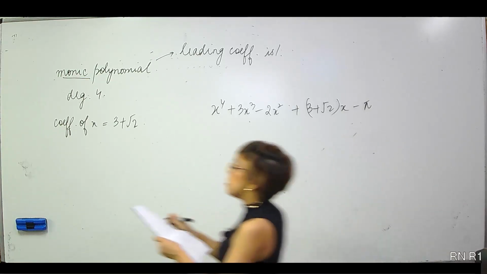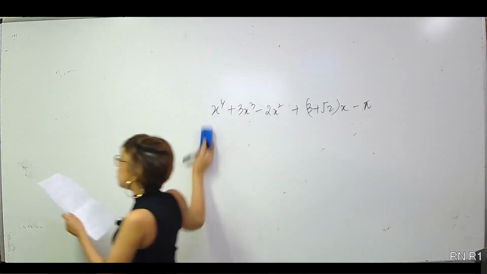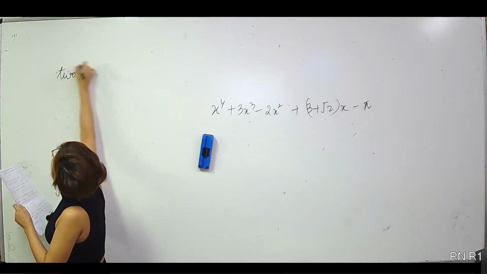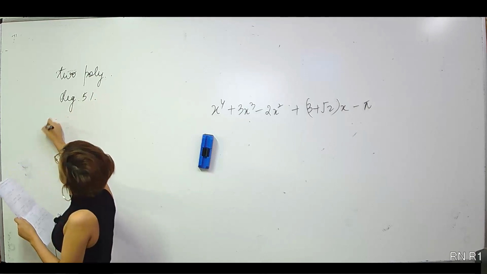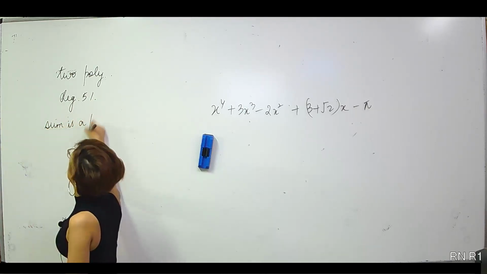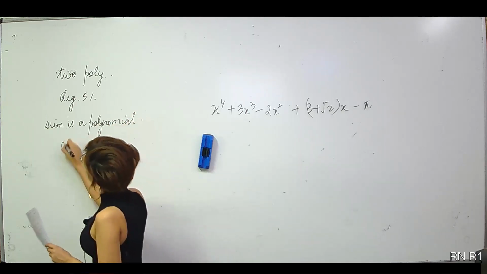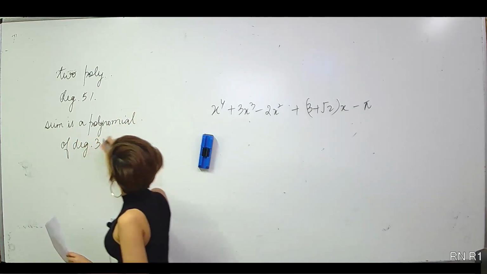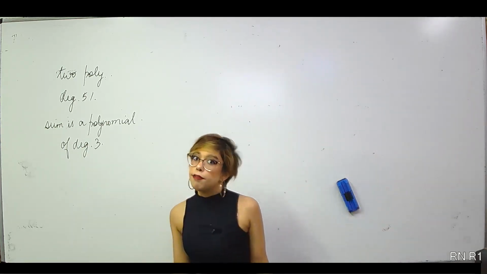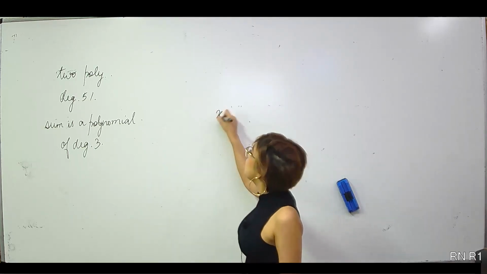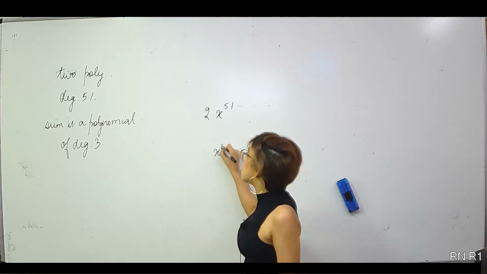Alright, next. Write two polynomials of degree 51 whose sum is a polynomial of degree 3. You need to write two polynomials of degree 51. So x raised to power 51 has to be there. Maybe I can have 2x raised to power 51, then x raised to power 51 has to be there in the other one too.